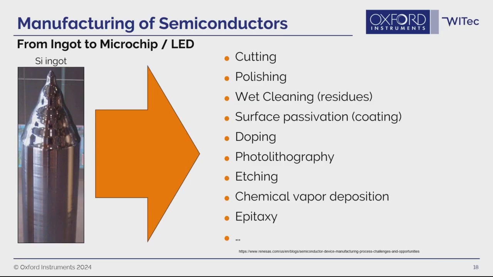So part of the steps are cutting, polishing, wet cleaning to get rid of the residuals. We need to do surface passivation or coating. Then the doping happens and photolithography, etching, chemical vapor deposition and epitaxy. And of course, these steps repeat themselves as integrated circuits need to be created.